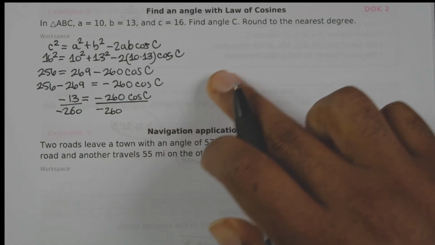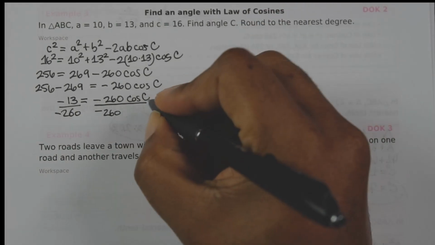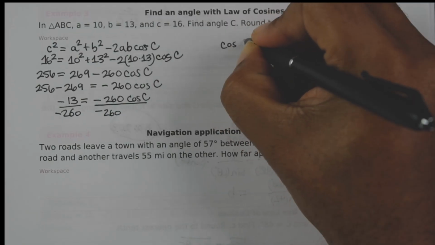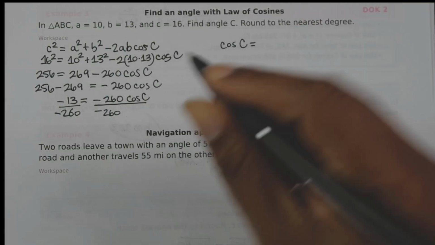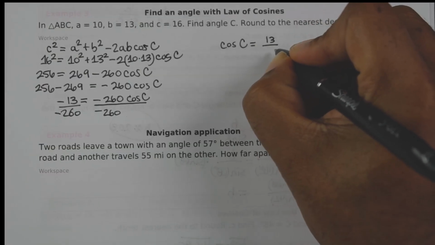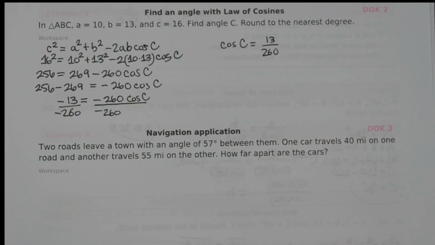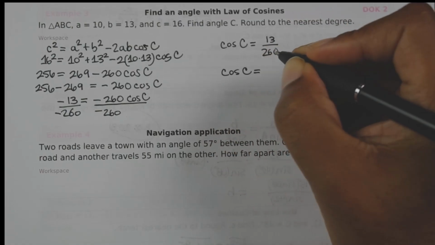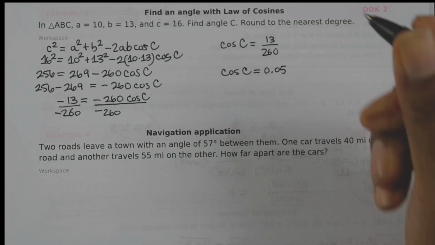Now I'm going to move over here so I have some more space. Once I do that, I'm just going to switch it around so we know the negative divided by negative is going to be a positive. We're going to have cosine of capital C equals, this is a negative divided by a negative, so it's going to be a positive, 13 over 260. And then what we can do is simply find the ratio of that, or divide the two together, which would be 0.05.